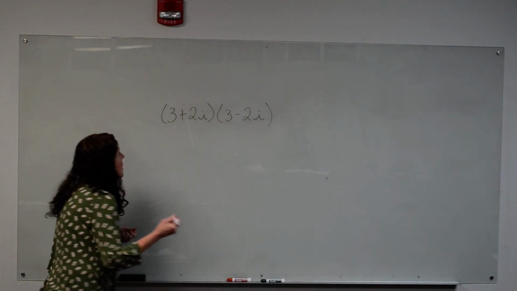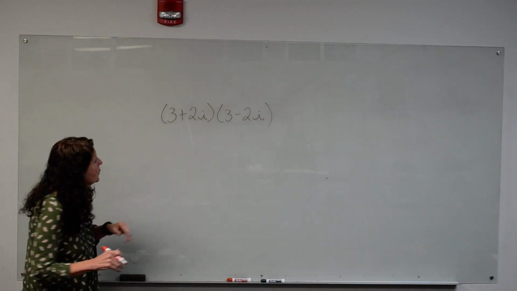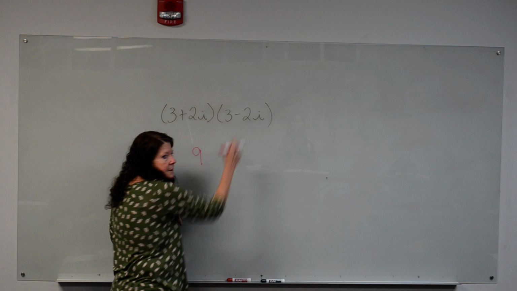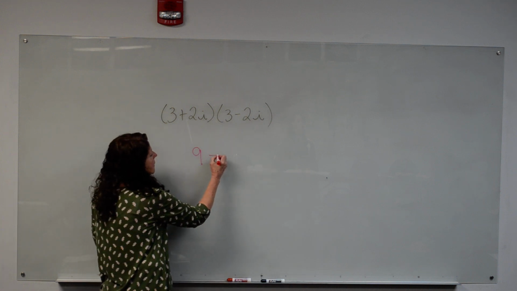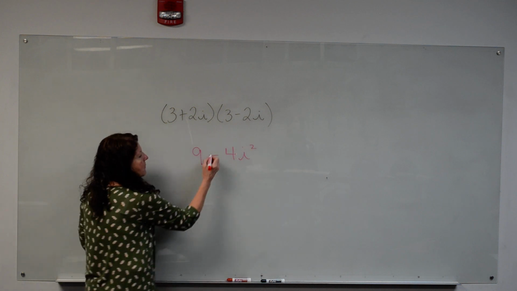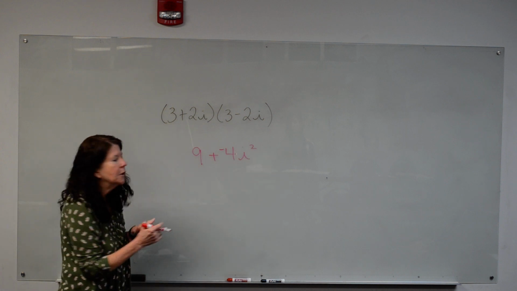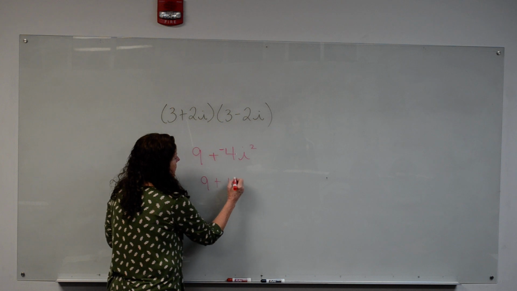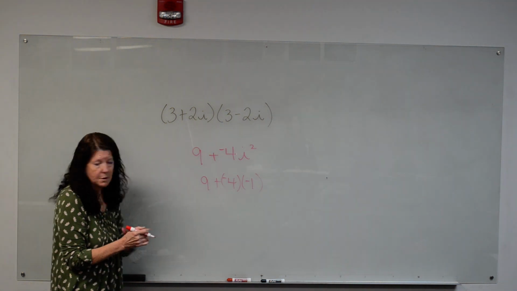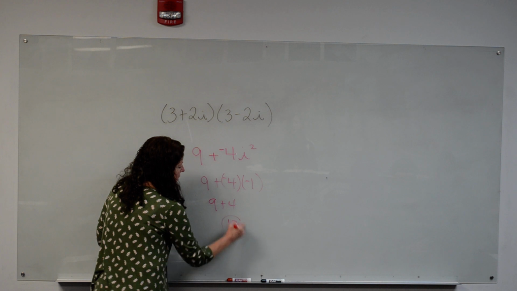All right, wait, look. For one thing, you could have done FOIL on it. Okay, so first and last: 3 times 3 is 9. 2i times negative 2i, what's that going to give me? Negative 4i squared. But then I turn around and look at this as plus a negative 4. What does i squared equal? Negative 1. So now I have this, right? What's that equal to? 4. So I have 9 plus 4, which is 13.